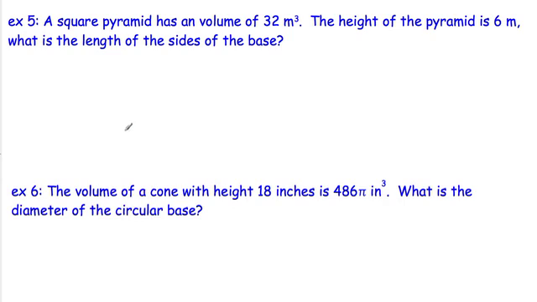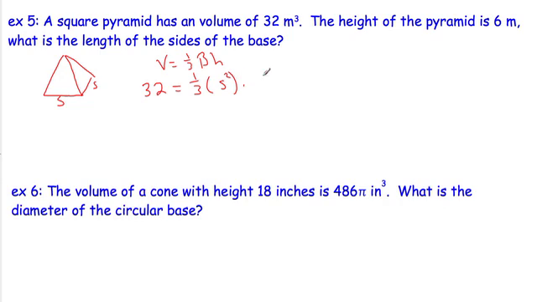A square pyramid has a volume of 32 meters cubed. So if I have a square pyramid, something like this, the volume is 1/3 the area of the base times the height. So the volume is 32, 1/3. What is the formula for the area of a square? Well, if it's a square, it's the side times the side, or side squared. The height is 6. So 1/3 of 6 is 2 s squared. Divide both sides by 2. S squared equals 16, and the square root of that is 4. So the side would be about 4 meters.